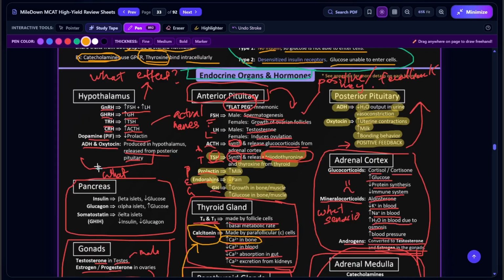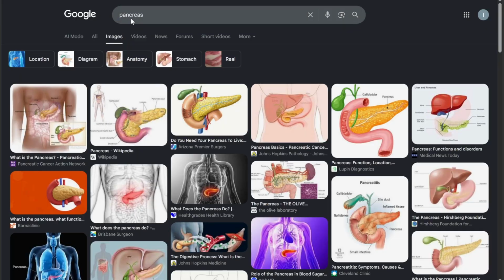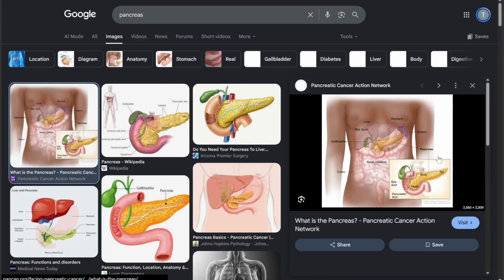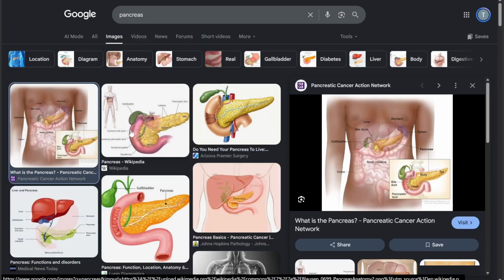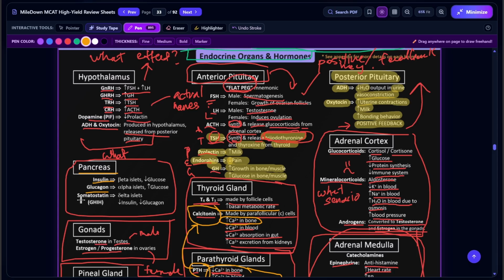And then the pancreas, did we go over that? No. Pancreas, just to orient everyone. Okay, the pancreas is near your digestive system, tucked underneath your stomach almost, right? The pancreas will release insulin, glucagon, and somatostatin, and as you can imagine, these are all hormones that impact your digestive system in a way.